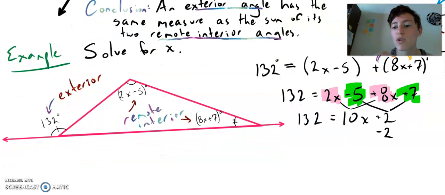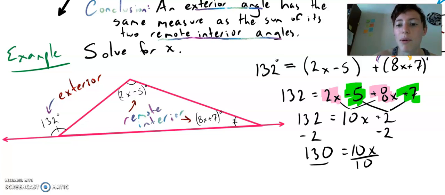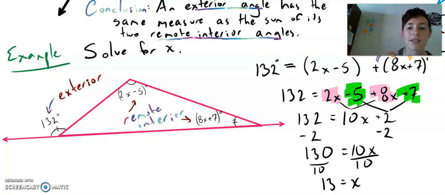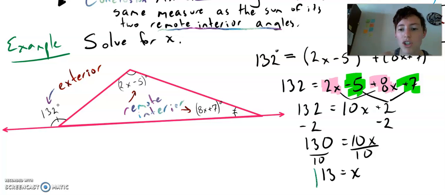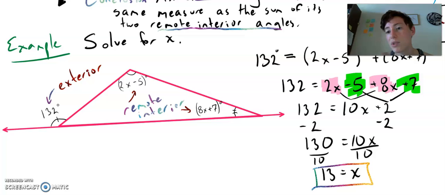Two-step equation. Let's move the constant on both sides first. And let's divide by my coefficient, and I get 13 is equal to x. I could go back and check. I could go back and find what those actual angles are. But for right now, I'm done. I found x. Although I'd expect you to do a check.